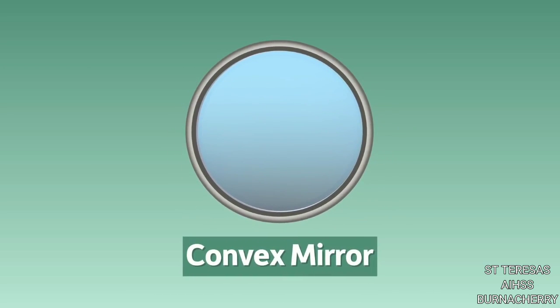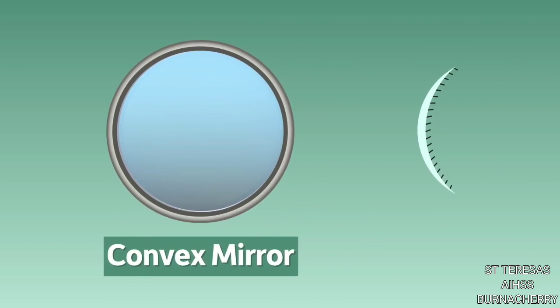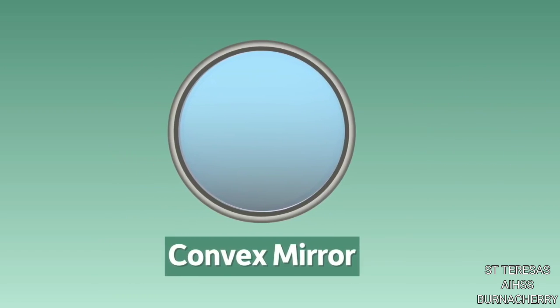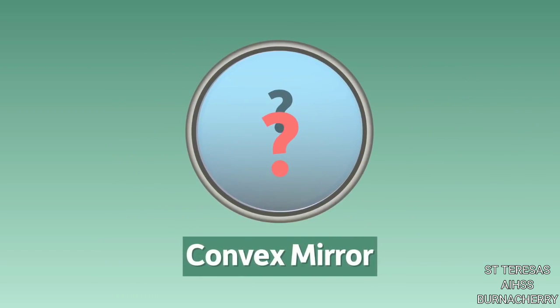However, there is one more type of a curved mirror. Do we know what it's called? Yes, a convex mirror. So what is a convex mirror? A mirror whose reflecting surface is curved outward is called a convex mirror. The question now is, how does an image formed by a convex mirror look like?